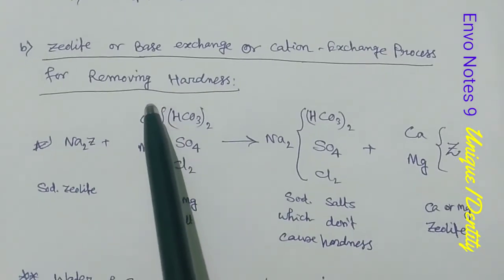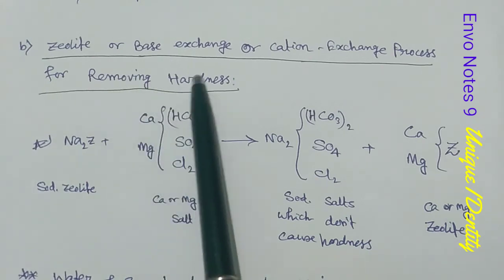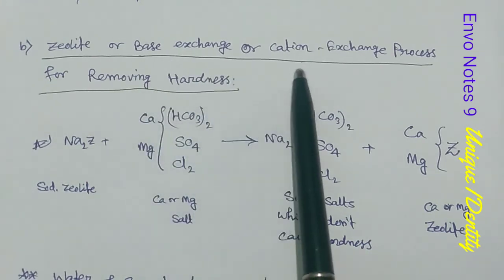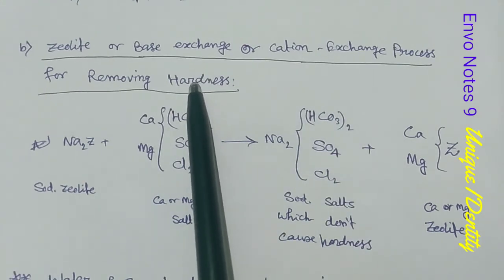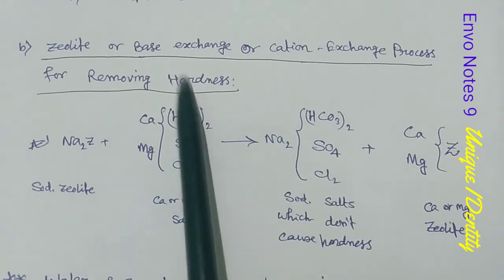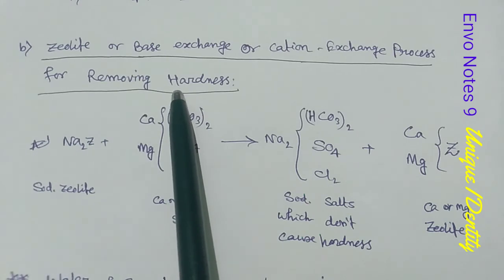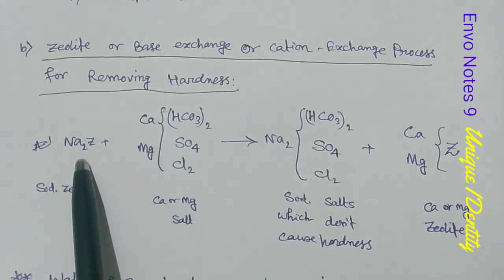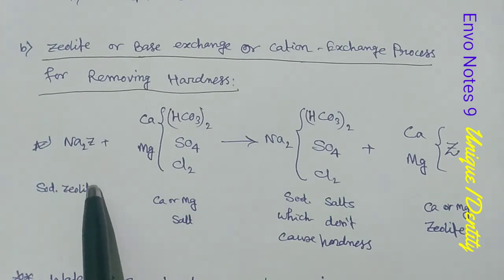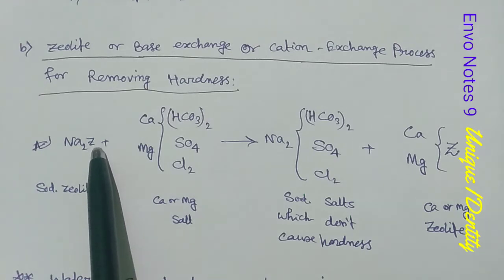Next is the zeolite or base exchange or cation exchange process for removing hardness. This is also permanent hardness removal. Here, what is the reaction? This is the sodium zeolite, that means Na2Z.